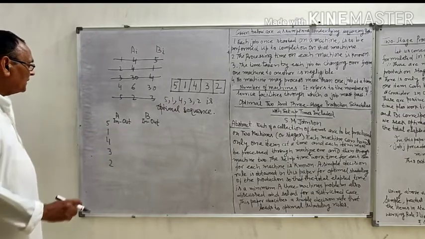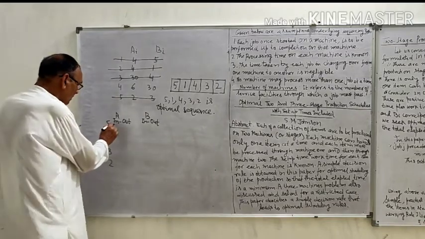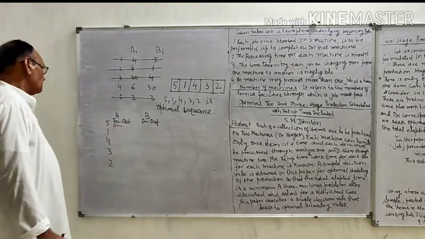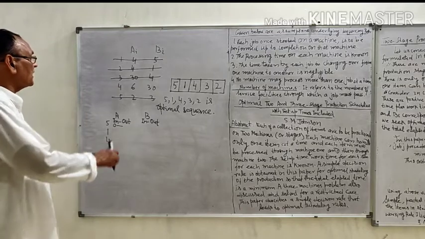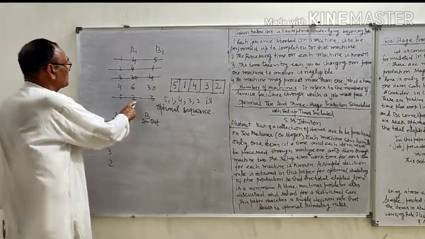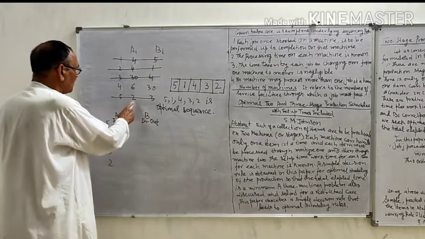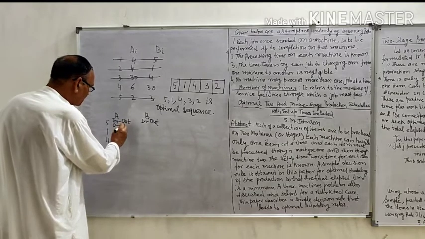Now job number 5. Suppose machine A starts working at 0 hours. What is the processing time of job 5? Job 5 processing time is 2 hours on machine A. So if machine A starts at 0 hours, it will complete job number 5 at 2.